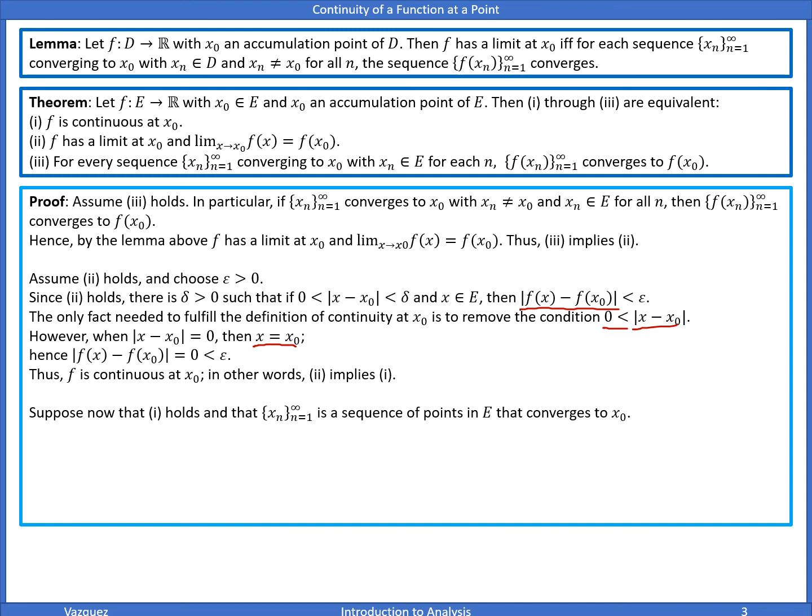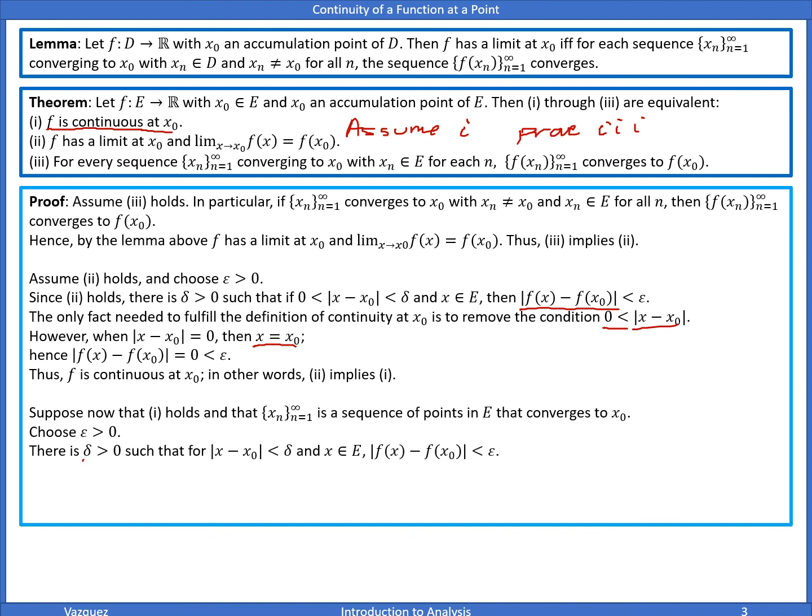So now we're going to suppose 1 holds, and we're going to show that this implies 3. So now I should write up here, assume 1 to prove 3. Choose epsilon greater than 0, because we're assuming f is continuous at x naught. Then there's a delta greater than 0, such that if this difference is less than delta, and x is in the domain, then this difference is less than epsilon. And again, that's just stating the definition of continuity, which we're getting by assuming the first one: f is continuous at x naught.